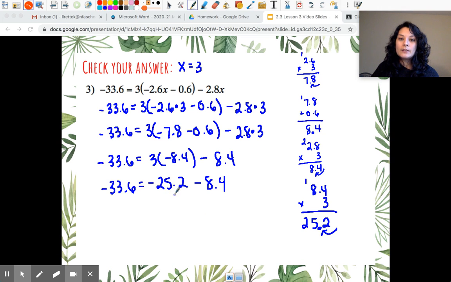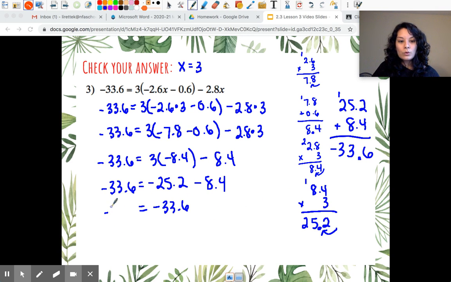And last but not least, I need to combine these constants. They're both negatives, so I add them. 25.2 plus 8.4. I align my decimals and add down the columns. 2 plus 4 gives me 6. Bring down my decimal. 5 plus 8 gives me 13. Carry the 1. 2 plus 1 is 3. And remember, these two numbers were negative, so this is going to be a negative 33.6, which is what we were hoping to get because that was on the left.